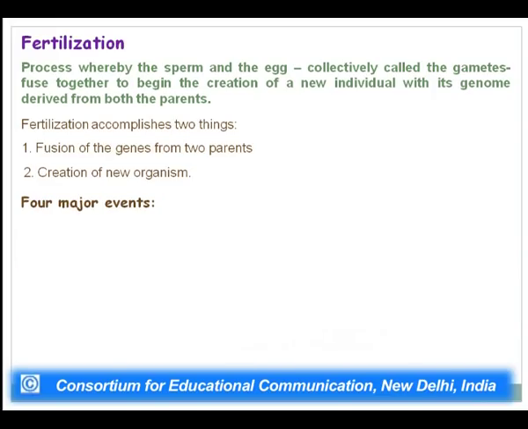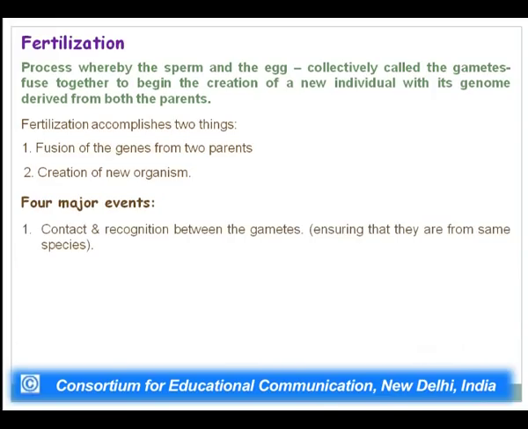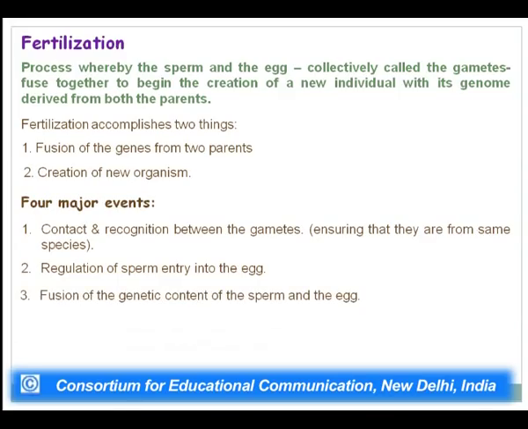There are four major events involved in fertilization. First is the contact and recognition between the gametes, ensuring that they are species specific. This is very relevant when there is external fertilization. We'll talk about this more. But the first major event is the contact and recognition between the sperm and the egg. The second is the regulation of the sperm entry into the egg. Third is the fusion of the genetic content of the sperm and the egg. And fourth is the activation of egg metabolism to start the development.